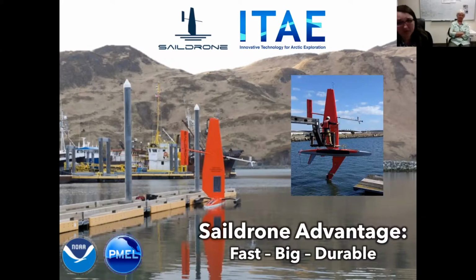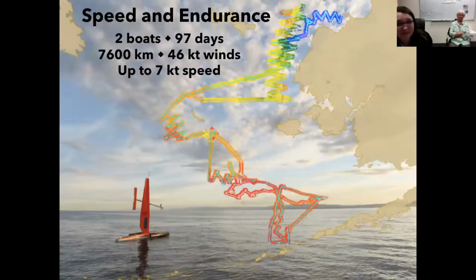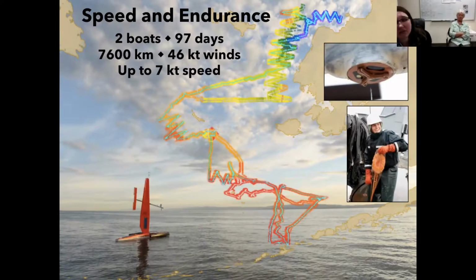about 20 feet long and 20 feet tall, with about a 6-foot draft. So this guy standing up here is about 6 feet tall. He's working directly on the platform, which gives you a pretty good sense of how big it is. It's one of the most common questions I get. So this was our first field mission in 2015 that we did with the sail drone. We left it out for 97 days. We covered 7,600 kilometers, and we broke 7 knots of speed in the right wind.